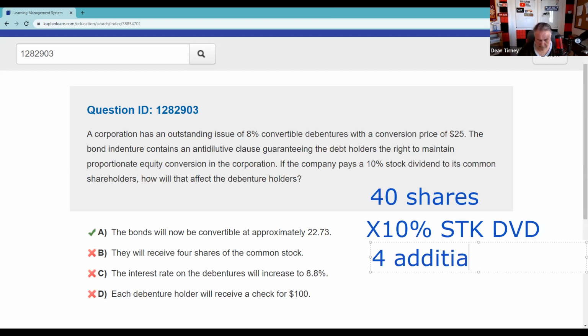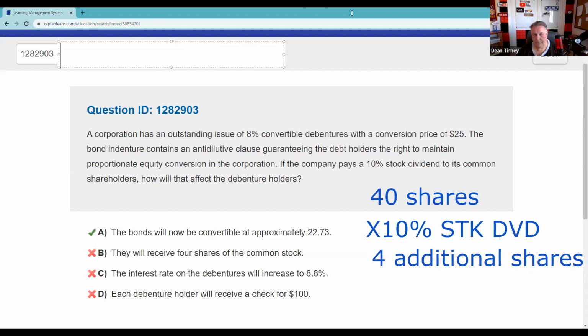And then again, what they're getting at is this relationship to par. So now I'm going to take my par, right? Par's 1,000. And I'm going to divide that by 44, the adjusted conversion ratio. And I get 22.73. Any question about how I did that? The second one is very similar. So let's get rid of this.